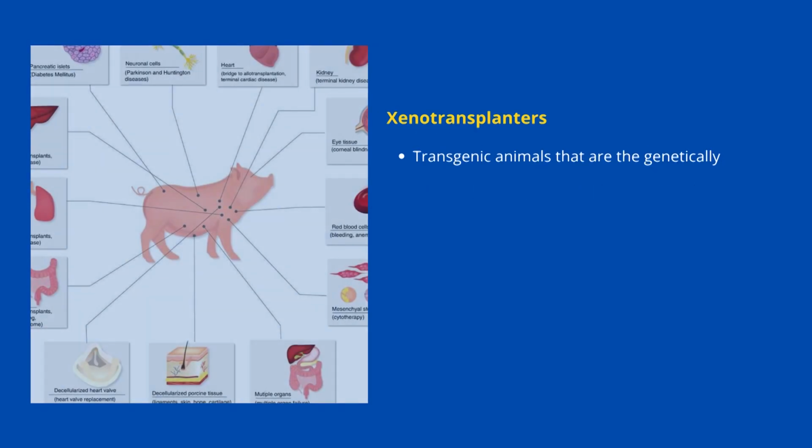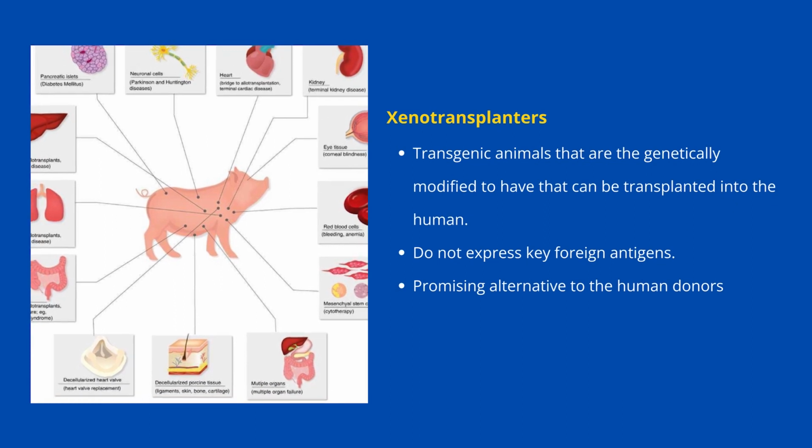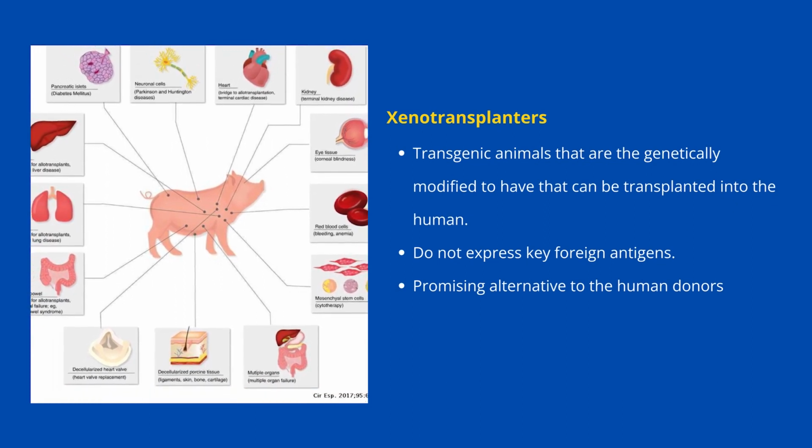Next one is xenotransplantation. Transgenic animals that are genetically modified so that their organs can be transplanted into humans do not express key foreign antigens, and are a promising alternative to human donors. Pig is the main animal used. Its physiology closely matches that of human beings. They are much less expensive than monkeys and other primates. Pigs have alpha 1,3 galactose on the surface of their cells, produced by the enzyme alpha 1,3 galactosyltransferase.